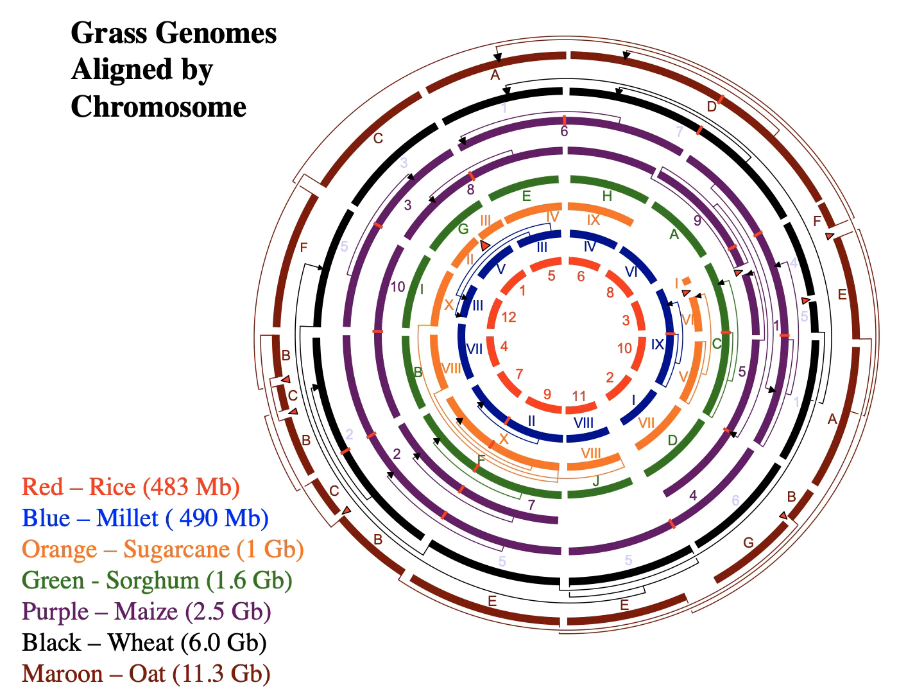So here's one example of an analysis that was done just to look at the synteny or alignment of the chromosomes in the grass family. So red is rice in the center. It has the smallest genome, and then going out to millet, sugarcane, sorghum, maize, wheat, and oats. And you can see in every case, some of the chromosomes line up very well.